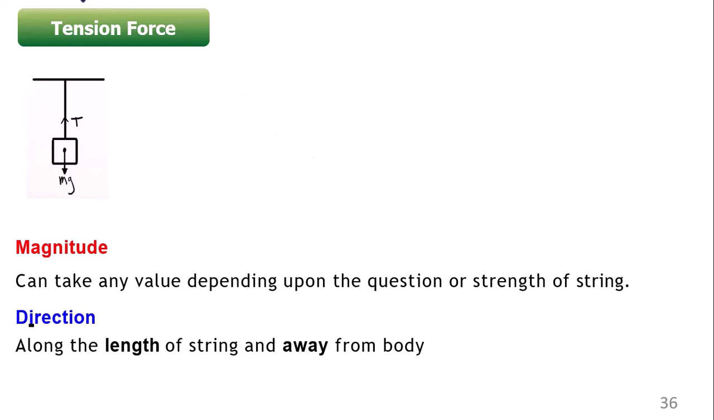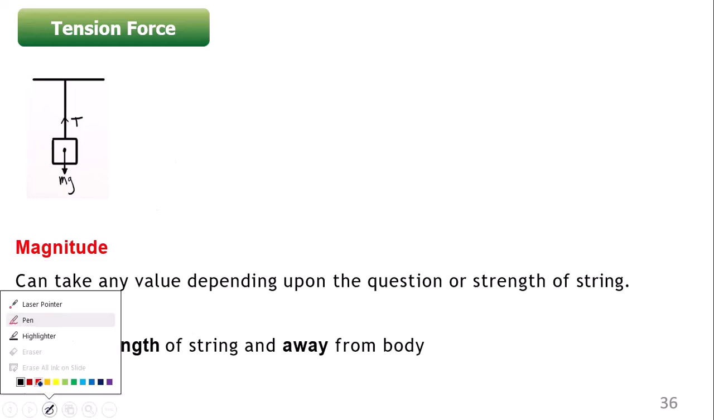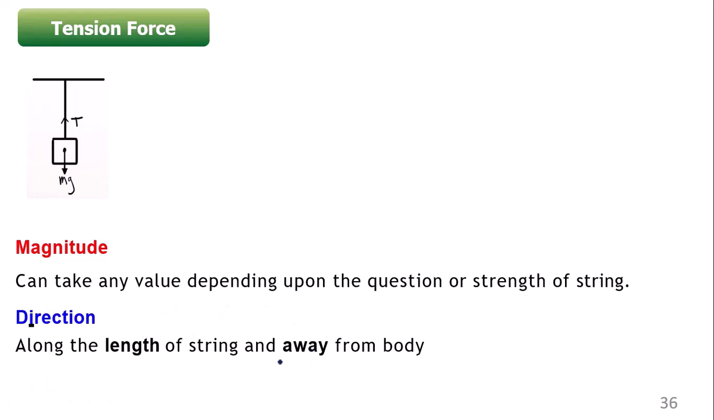Now come to the third force, the tension force. Tension force is the tension inside the string. Tension inside the string is always away from the body, which means it is of a pulling nature. So T is acting as a pulling force on the body. For this body M, T is acting upward. Why upward? Because it should act away from the body.